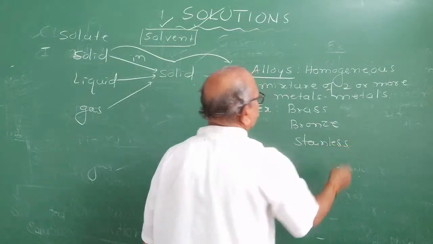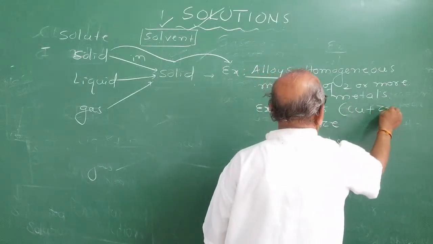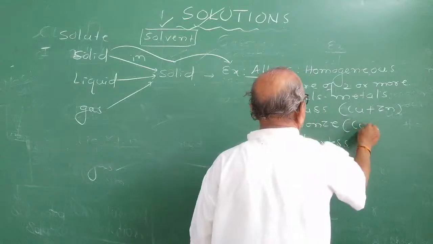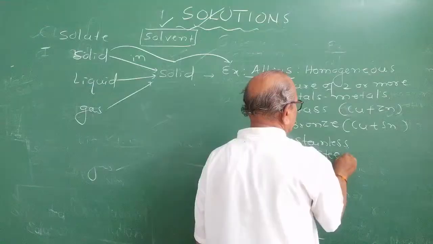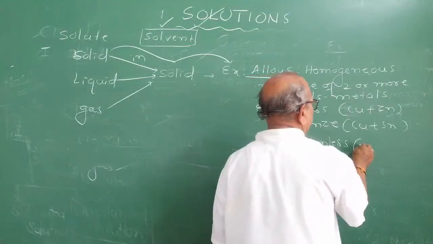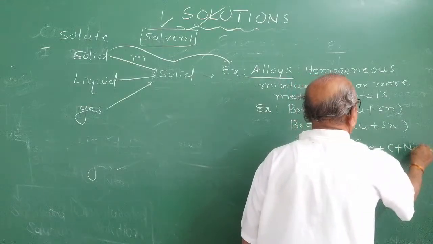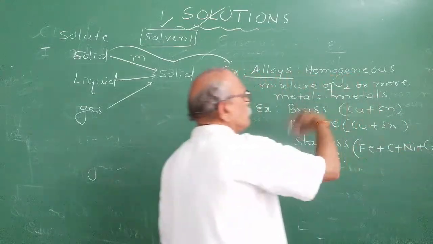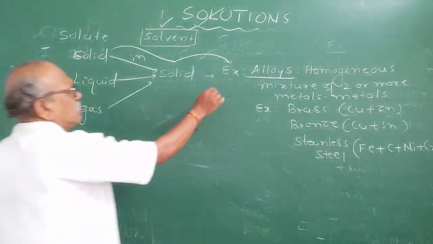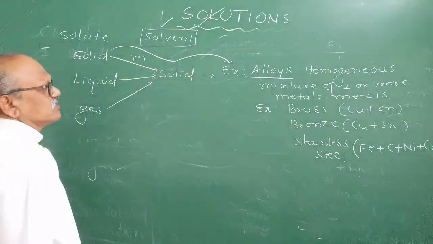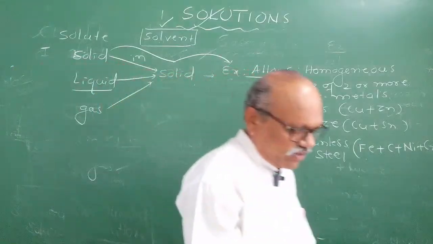What is the physical state of them? Brass is an alloy of copper and zinc. Bronze is an alloy of copper and tin. And stainless steel you are using in your kitchen, white colored, consists of iron, carbon, nickel and chromium. It means it is a homogeneous mixture of different solids. Most of the alloys are solid in solid solutions. Then liquid in solid. Can you give examples of liquid in solid?